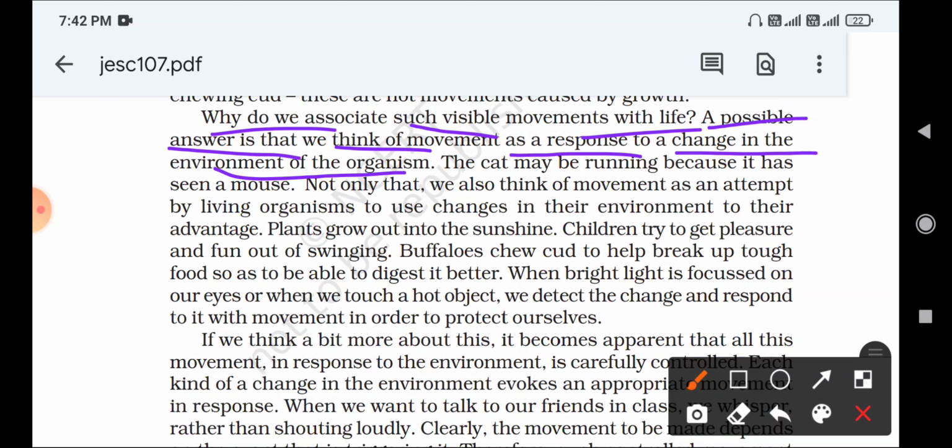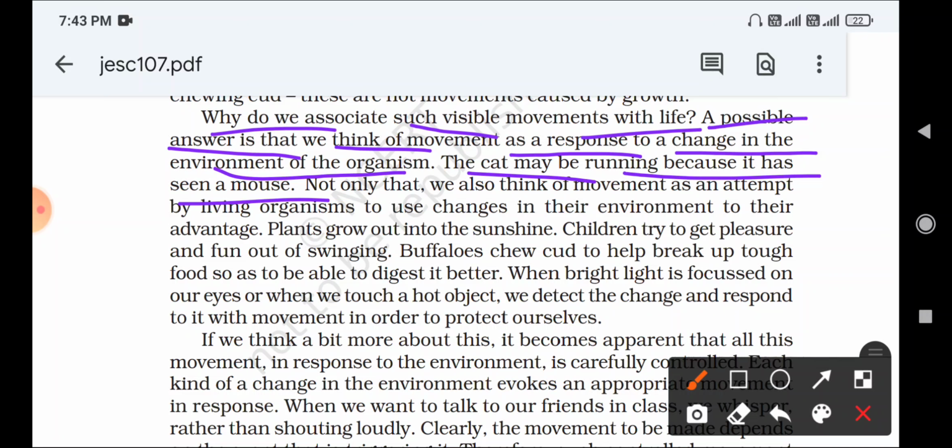So the cat may be running because it has seen a mouse. We gave the not growth related movement example of a cat running. Why is the cat running? Because it has seen a mouse, or the cat has seen a dog, so it is running. Something has changed, and according to that the cat does the activity. That is called the response.